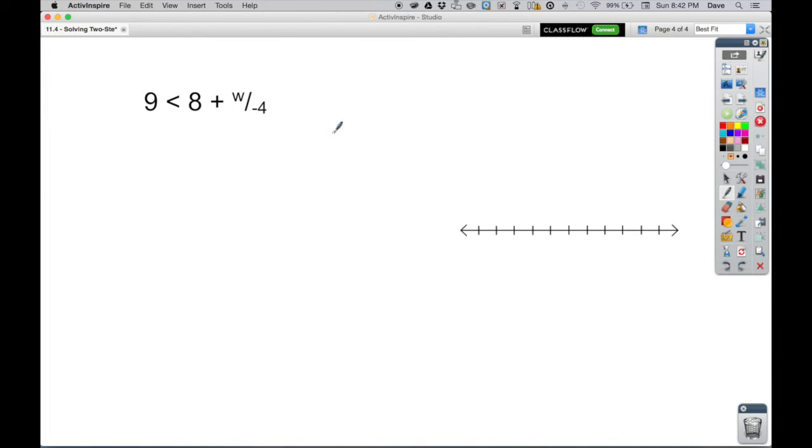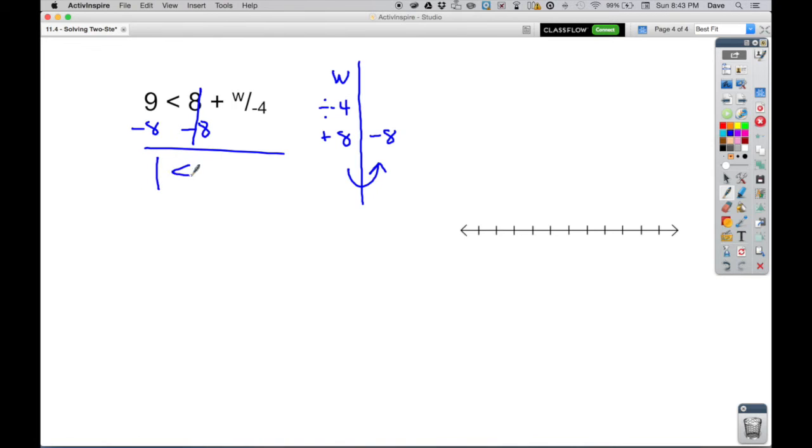Let's take a look here. So, do my roadmap. Got w. Looks like they took w and divided it by negative 4, and then they added 8. So pull a U-turn. Start off by subtracting 8 from both sides. We get 1 is less than w divided by negative 4. And here we multiply by negative 4.